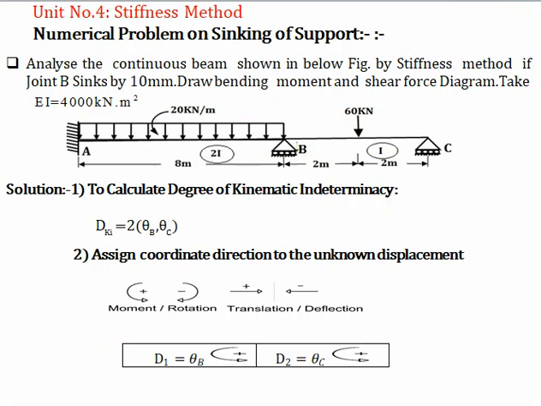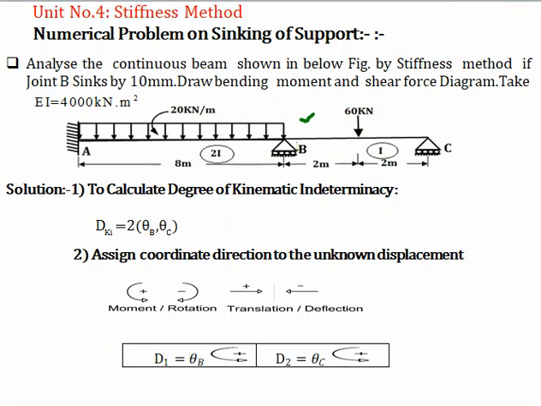Problem statement as follows. Analyze the continuous beam shown in the below figure by stiffness method. If B support sinks by 10 mm, draw bending moment and shear force diagram. Take EI equal to 4000 kN m square.